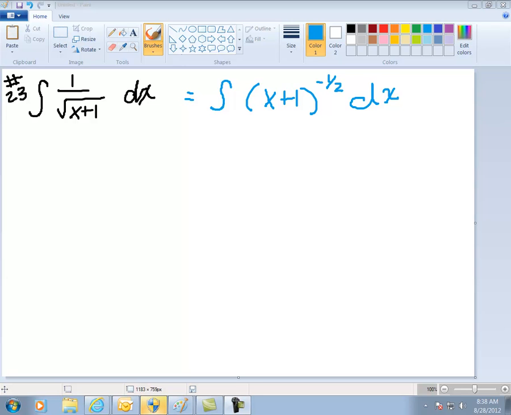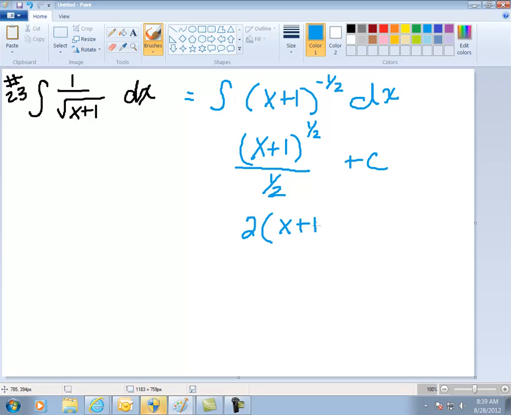So don't make this harder than it has to be. Our old rules just apply. I integrate x plus 1 to the negative 1/2. I'm just going to add 1 to the exponent, so that gives me x plus 1 to the positive 1/2, and then I divide by 1/2 plus my c. And notice that when I divide by the 1/2, I can bring a 2 out front, so I can rewrite this as 2 times x plus 1 to the 1/2 plus c.